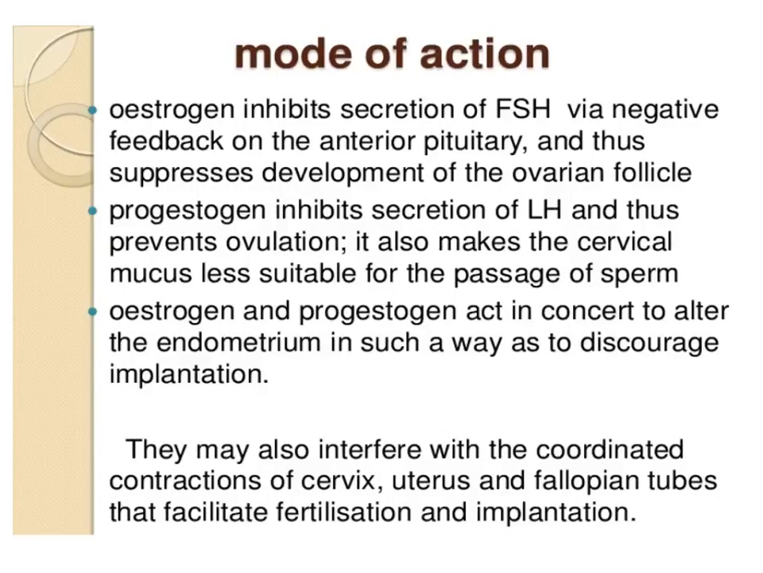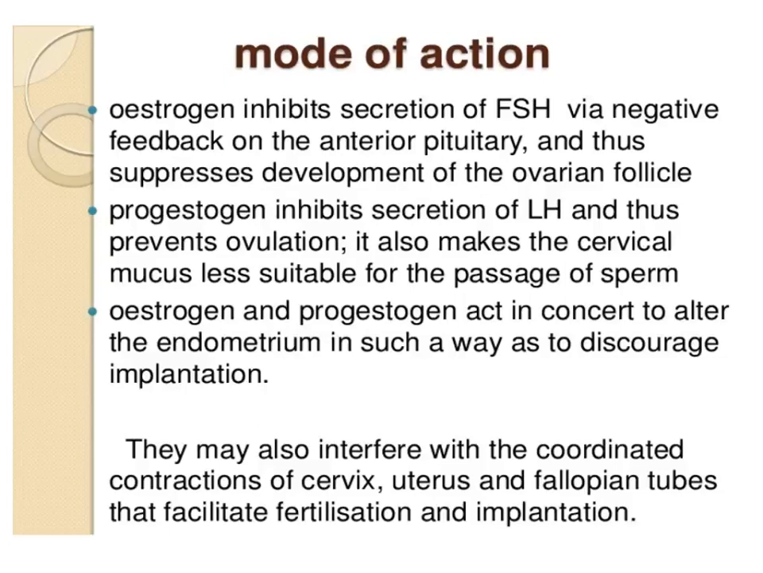The mode of action of this oral contraceptive is that estrogen inhibits secretion of follicle stimulating hormone. If the follicle stimulating hormone is missing, the graafian follicle doesn't develop, so there is no ovulation. On the other hand, progesterone inhibits secretion of luteinizing hormone, so it prevents ovulation, and also makes the cervical mucus less receptive for the sperm. Estrogen and progesterone also act together on the endometrium.